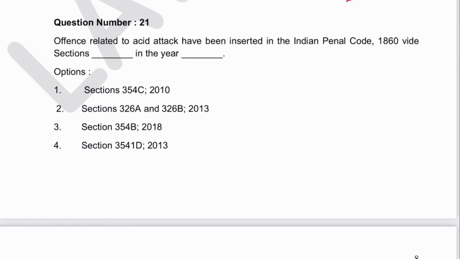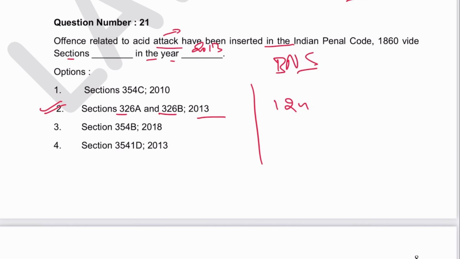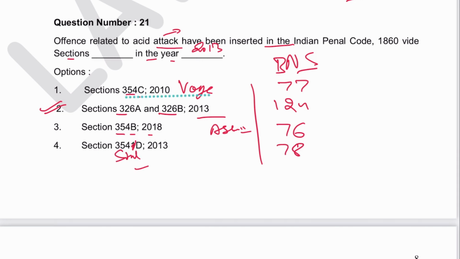Next is 21. Offense related to acid attack have been inserted in IPC vide section dash in the year dash. See, section of acid attack came by the amendment of 2013 and section was 326A and 326B. So 2 is the answer. Now the section has become section 124 in Bharatiya Nyaya Sanhita. This 354C is voyeurism. This has become 77. 354B is assault with intent to disrobe. This has become now 76. And this is 354D stalking. This is now 78.